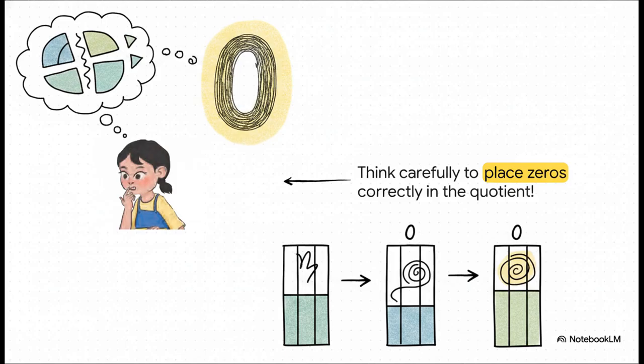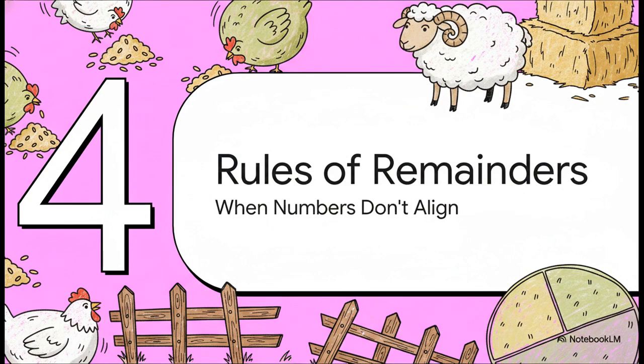Skipping that 0 completely changes the answer, turning, say, 405 into just 45. That's a huge difference, so always respect the 0. Next up is section 4, the rules of remainders.